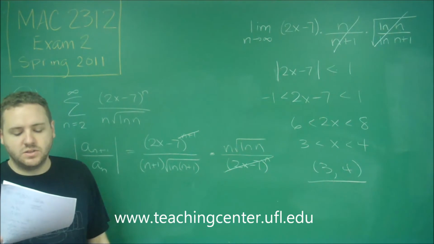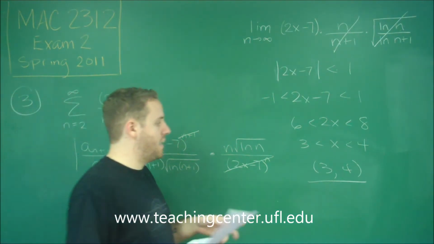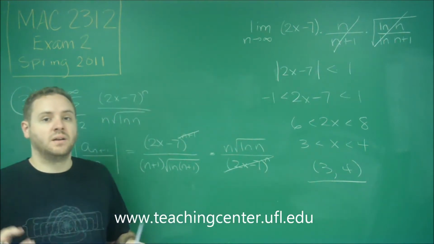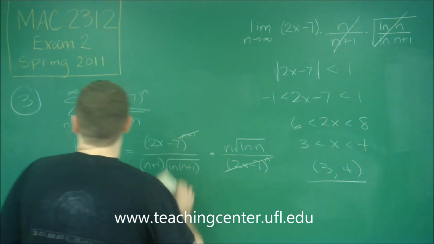The last thing we need to check here is what's happening at the boundary points themselves. We need to check what's happening at 3 and at 4.